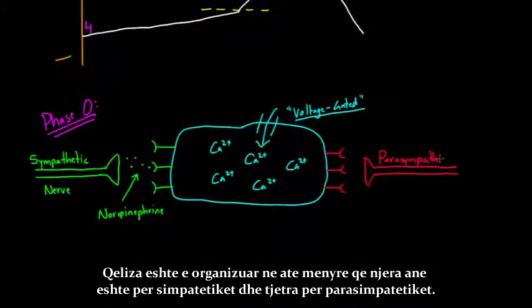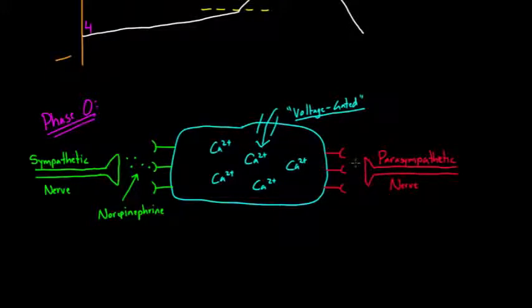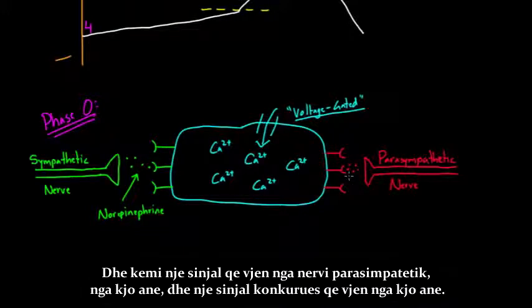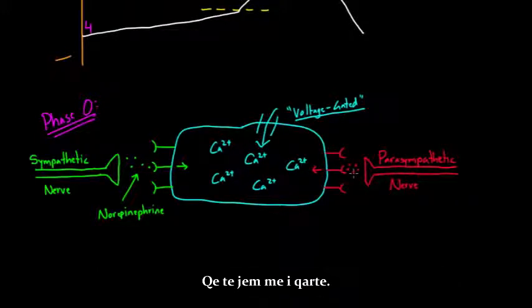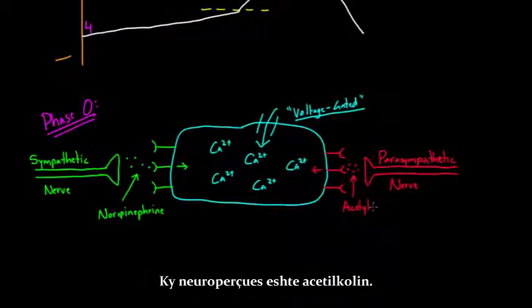It's not like the cell actually organizes one side to be for the sympathetics and the other side to be for the parasympathetics. But that's definitely how my mind kind of sees it, just because I guess I'm adversarial. And you have a little signal coming in from the parasympathetic nerve on this side, and a competitive signal coming in on this side. And actually, let me just make sure I'm super clear here. This neurotransmitter is acetylcholine.